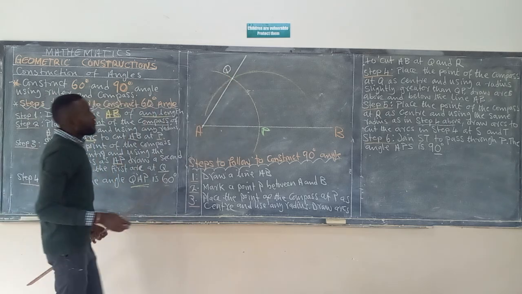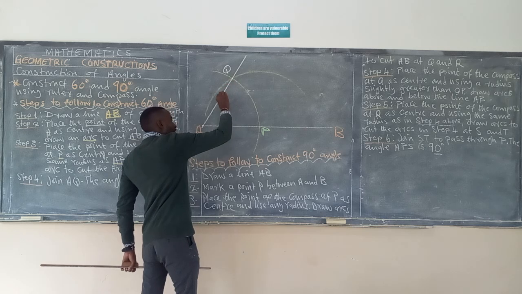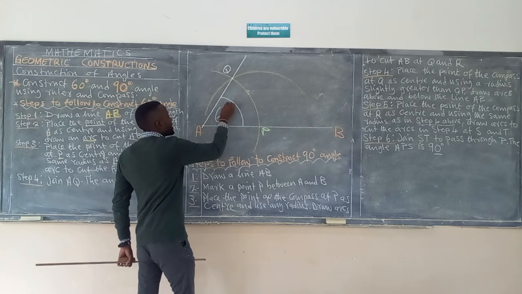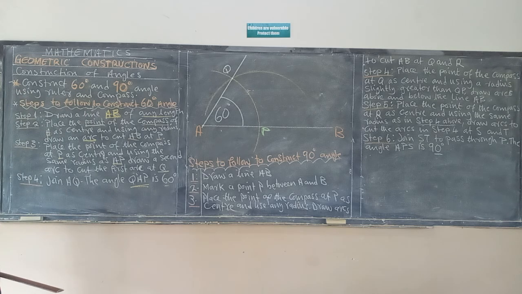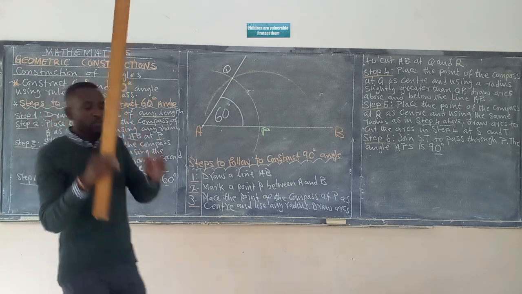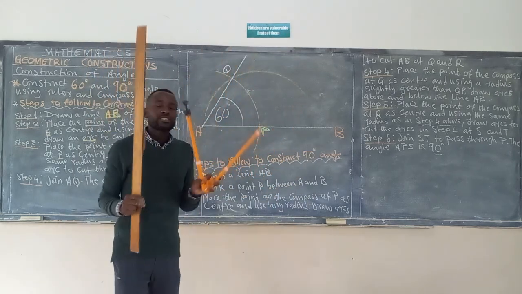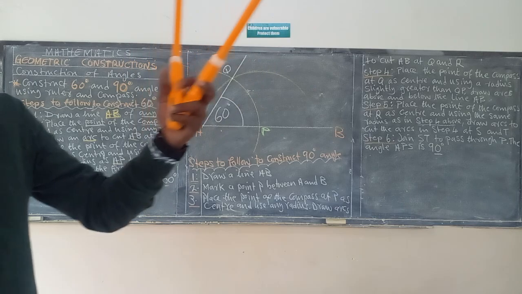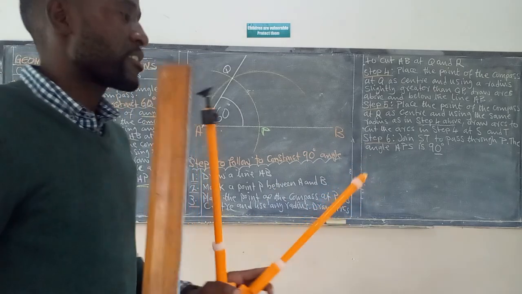Therefore, this angle, starting from here, the whole of this angle is 60 degrees. That is how you construct angles. So we have just used the ruler and a compass to construct a 60 degrees angle. Simple. Don't complicate things because this is straightforward. All you need is your compass and a 30 centimeter ruler. Therefore, you are going to make your work easier and simple.